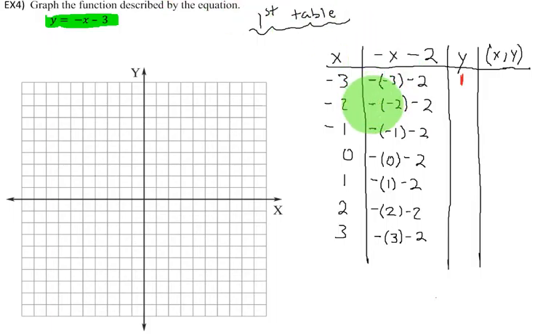So negative 2. I have two negative signs, so that's going to give me a positive. So I have positive 2 minus 2. Well, 2 minus 2 will give me a value of 0. So when x is negative 2, y is equal to 0. Alright, here we have negative 1, which becomes positive 1. Positive 1, take away 2, will give me a value of negative 1.